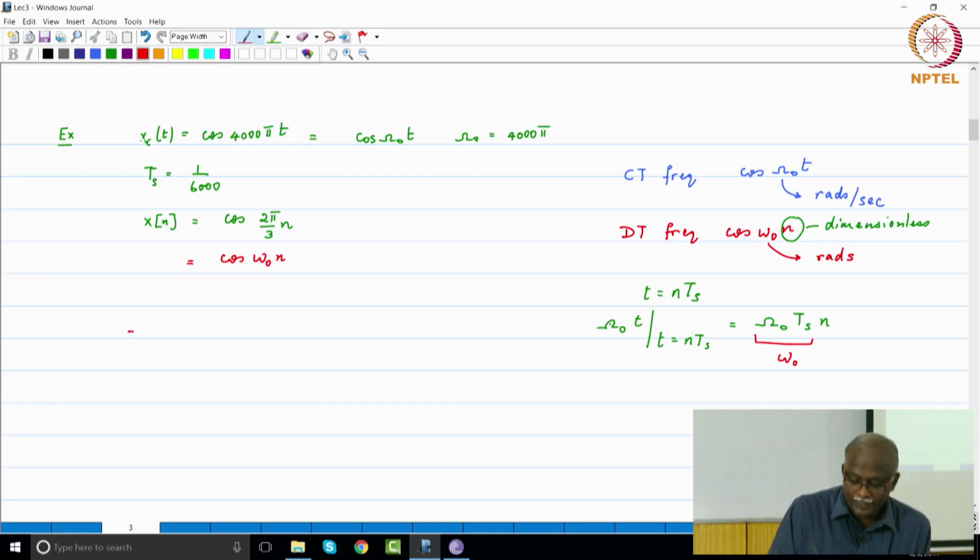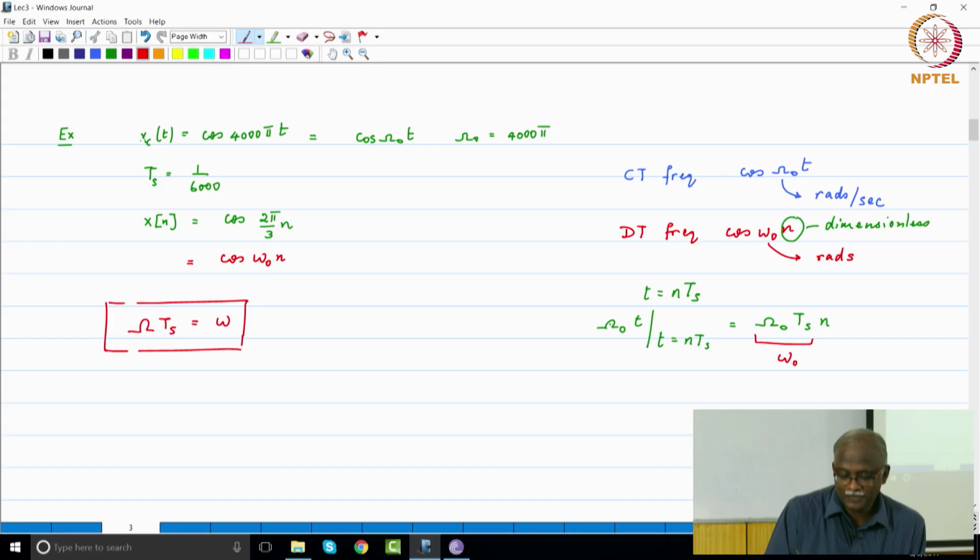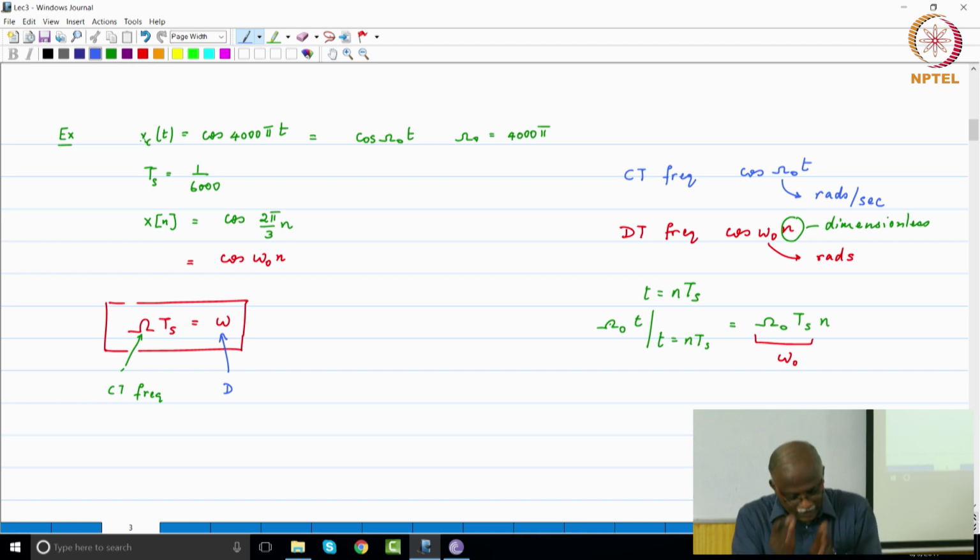That relationship is that omega times Ts is equal to omega. I have to use the word omega both times, but this one is the continuous time frequency, which is in radians per second. This one is the discrete time frequency in radians, and of course, when you multiply omega times Ts, you get the dimensions correct. So, this is the discrete time frequency. This is an important element in our understanding and our interpretation of the results that we have.